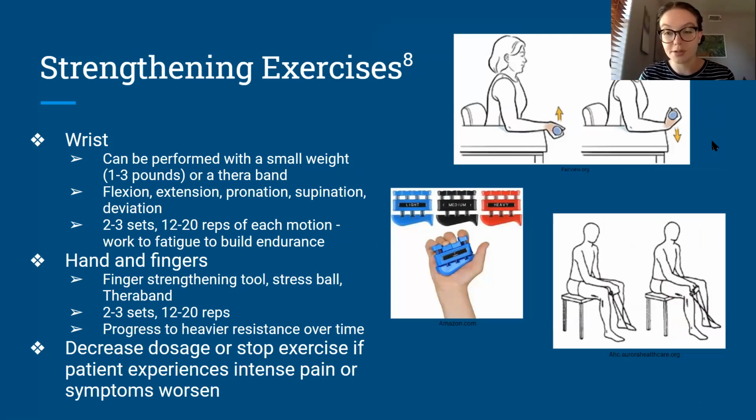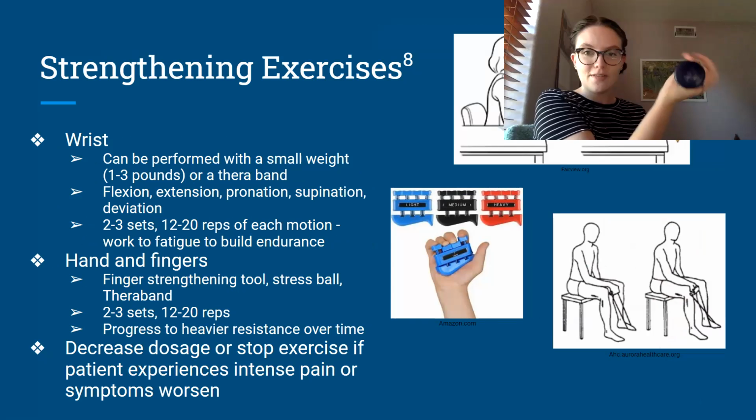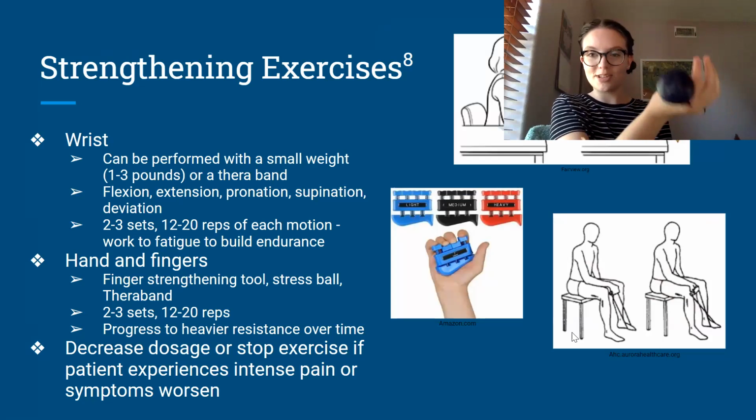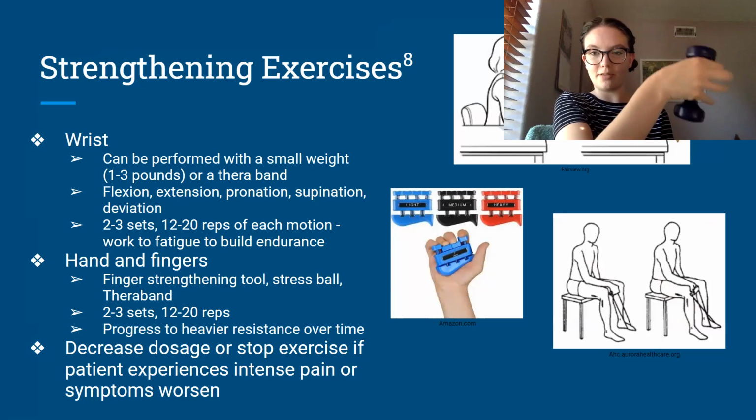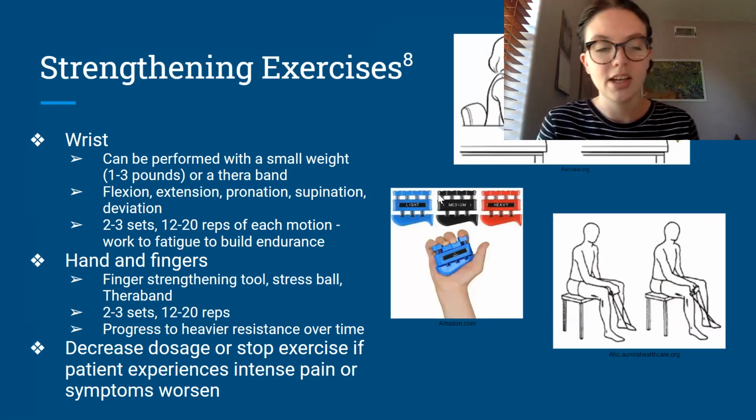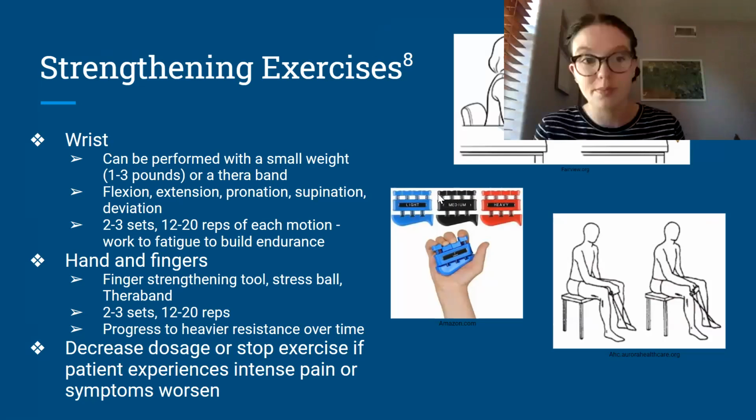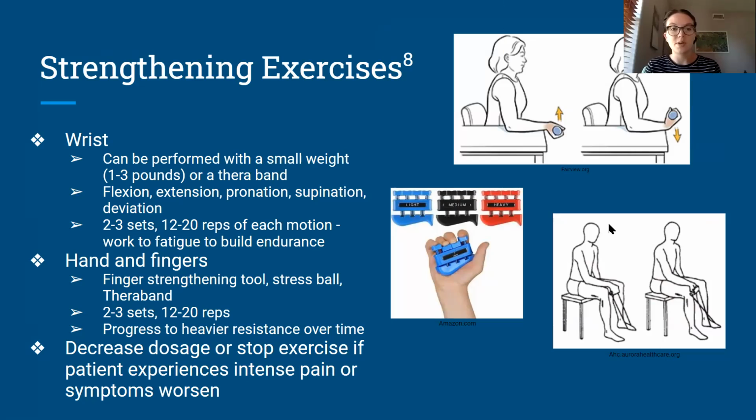Finally, after we've reduced their pain significantly with those other exercises, we're going to want to do some strengthening to avoid muscle atrophy. So you're going to have them grab a small weight or even a resistance band and do some flexion, extension, pronation, supination, and then also radial and ulnar deviation. Because this is for endurance, we want to do 2 to 3 sets, 12 to 20 reps of each motion, and repeat that a couple times throughout the day.